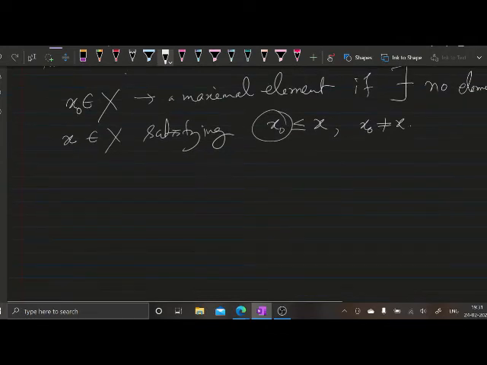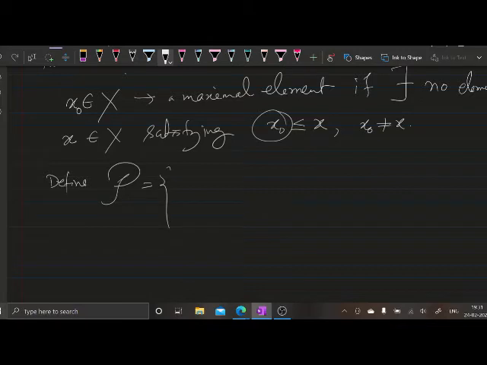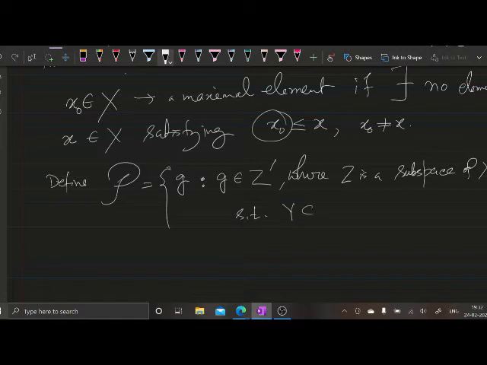Okay, so let us define first a poset. Or just take curly P as the set of all functionals, linear functionals G, that belong to the dual space of Z, where Z is a subspace of X such that Y is a subset of Z.